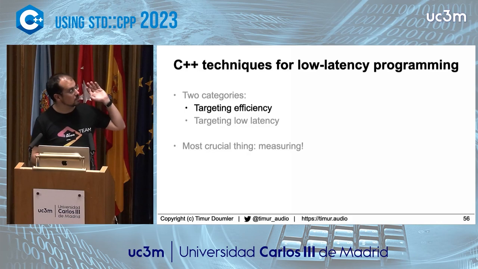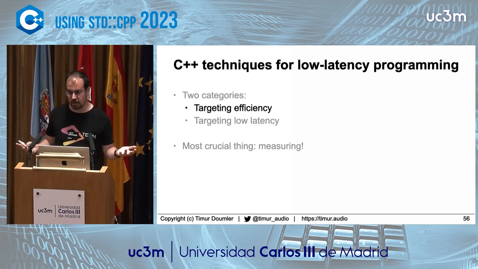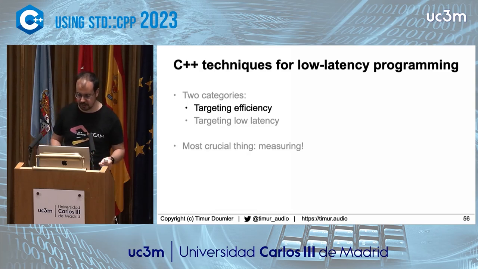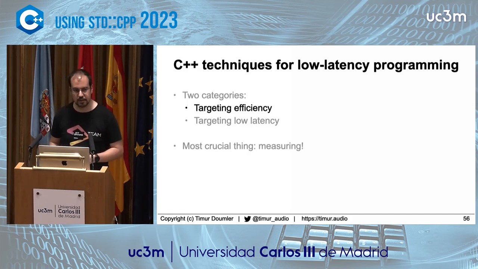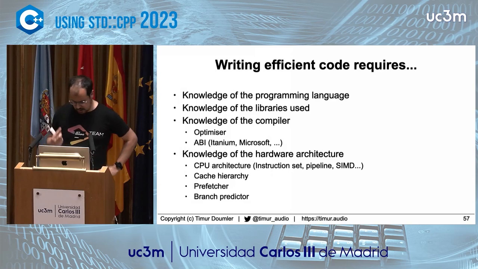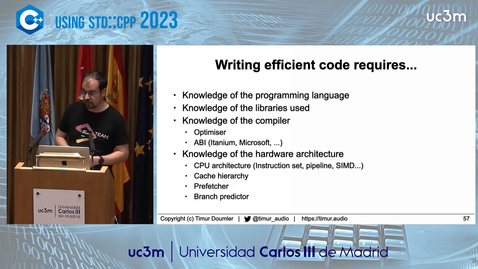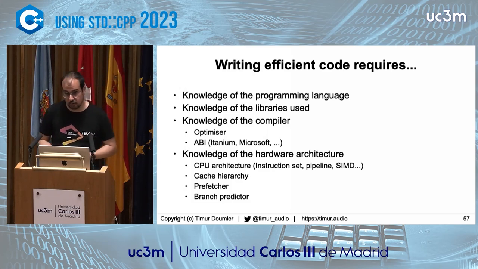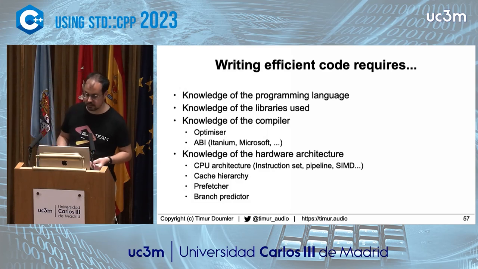I wanna give a brief overview of some things that are targeting efficiency more broadly, which is very good for low latency systems, but also stuff that people who optimize for bandwidth or throughput are probably going to be looking at and benefiting from. If you wanna write efficient code, you really have to know your programming language very well, in this case C++, and the libraries or frameworks that you're using.